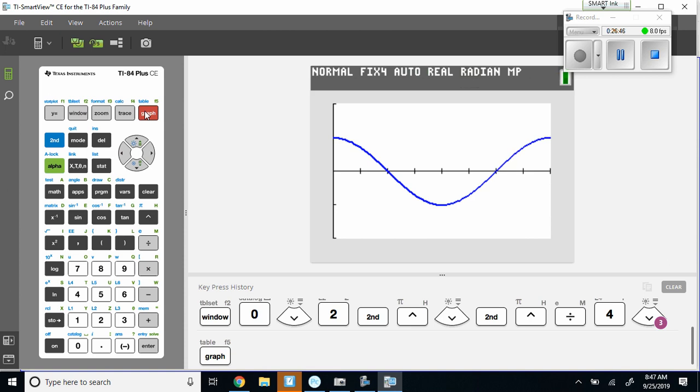Hit graph, top right. Does yours look like mine? That's pretty cool. Mine's in color. Isn't it? That's shook, right? That's so shook. And I can change its color. No, yours is monochrome. Sorry.